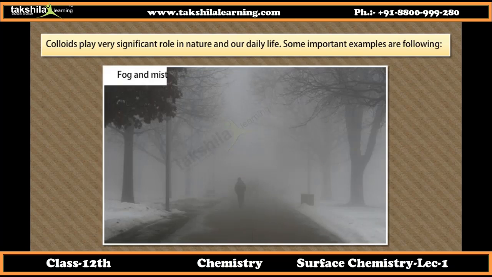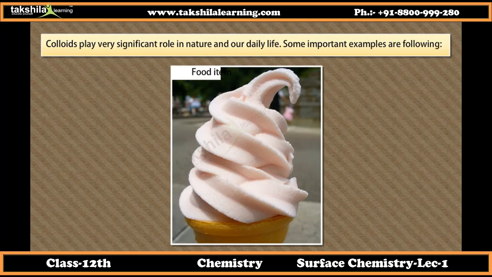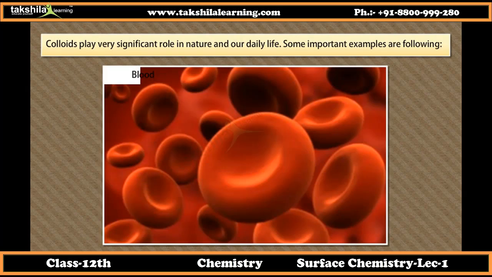Fog and mist. They are colloidal systems. When a large mass of air containing dust particles cools below its dew point, the moisture present in the air condenses on the dust particles, forming fine droplets. Food items: most of the food items are colloidal in nature. Blood: it is a colloidal solution of an albuminoid substance.